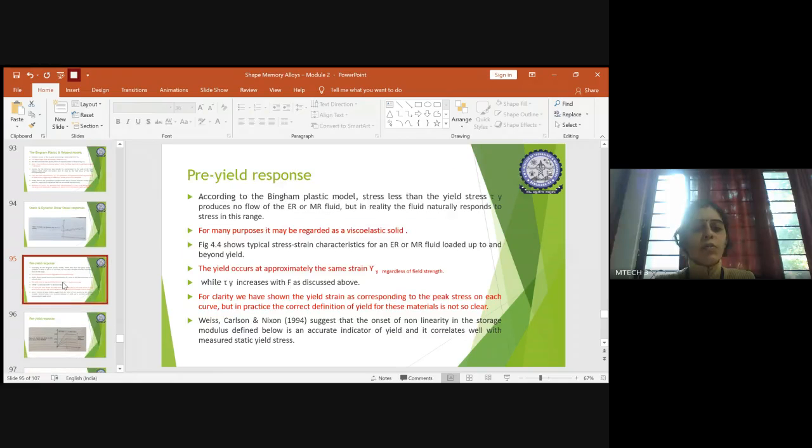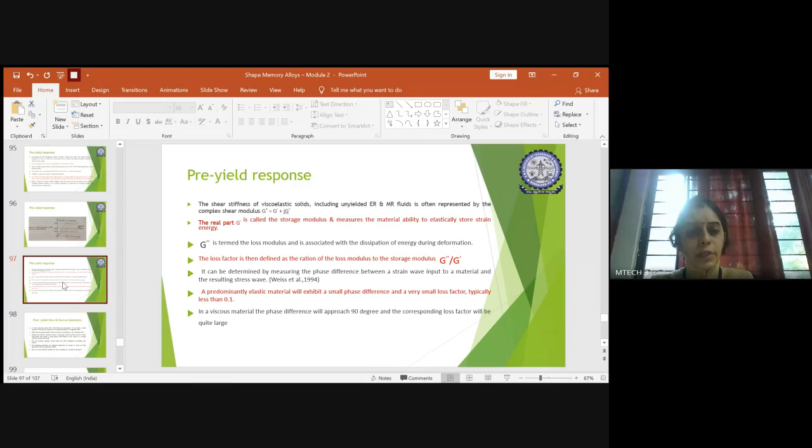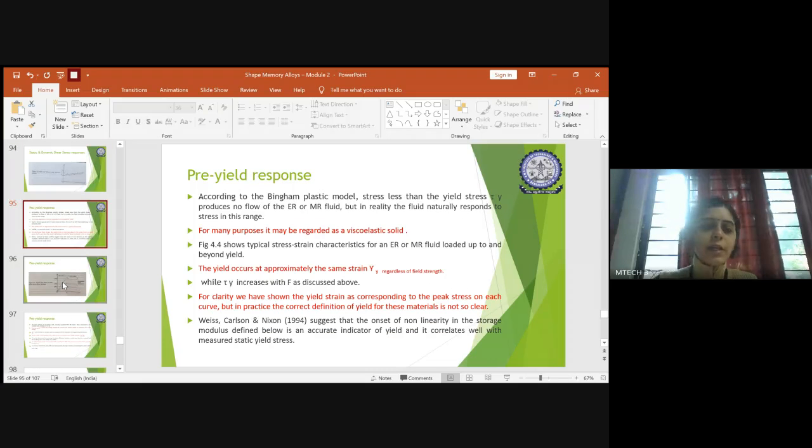So the next model we have to go to is related to the pre-yield response, and we have the post-yield response. We dealt with this pre-yield and post-yield related to Bingham's plastic model. So now we are going in depth into these yield responses. First you have to go up now with the pre-yield response. So what happens basically in the pre-yield response, you have to check.